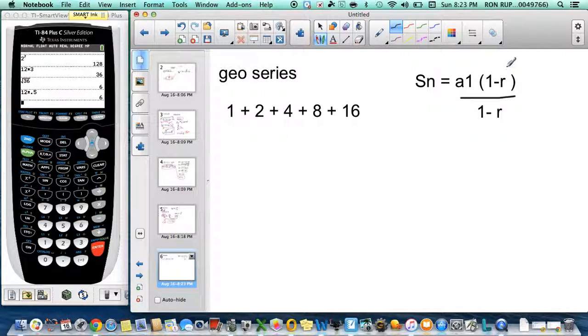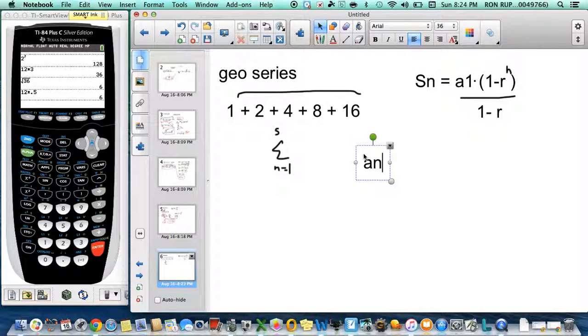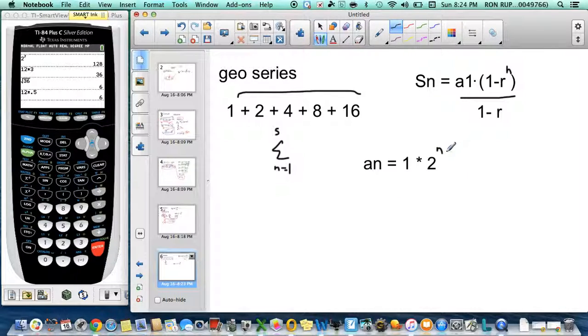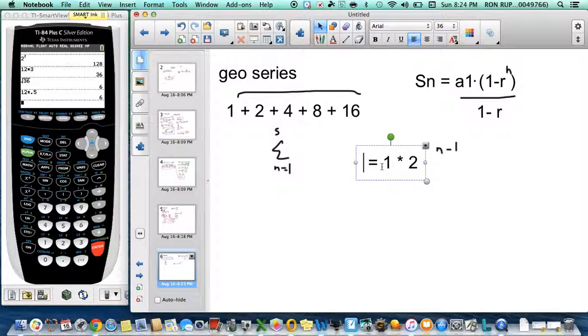The sum of any number of terms is the first term multiplied by 1 minus r to the nth power over 1 minus r. That's pretty difficult to memorize, so instead I would put it in sigma notation, where we've got n equals 1. There are 1, 2, 3, 4, 5 terms here, and our explicit formula can be found by plugging this into our flower pot. So let's do that. an equals the first term times our common ratio, which is 2, to the n minus 1.